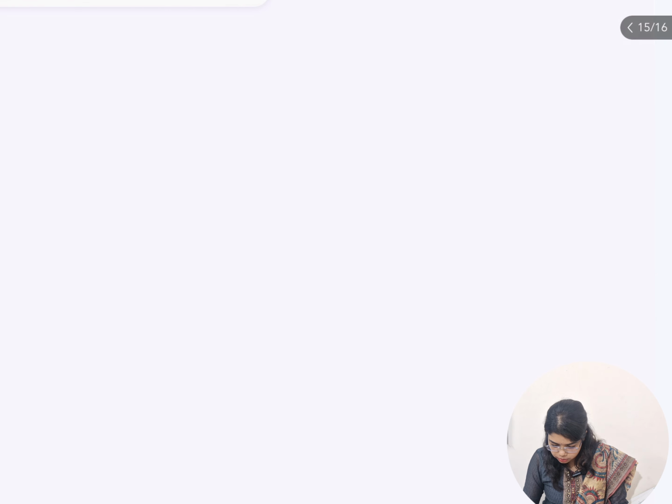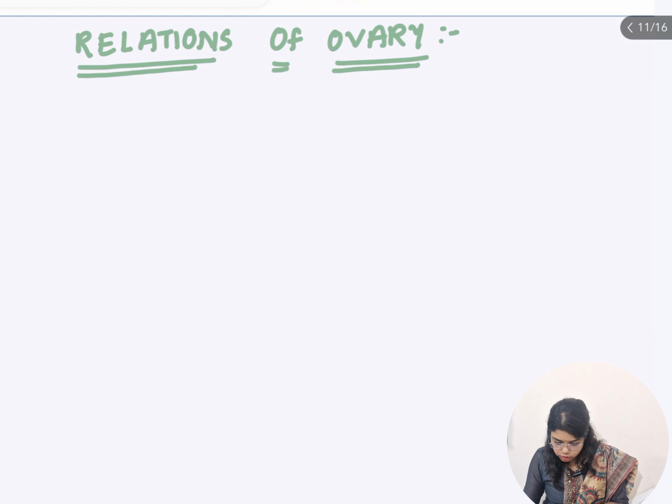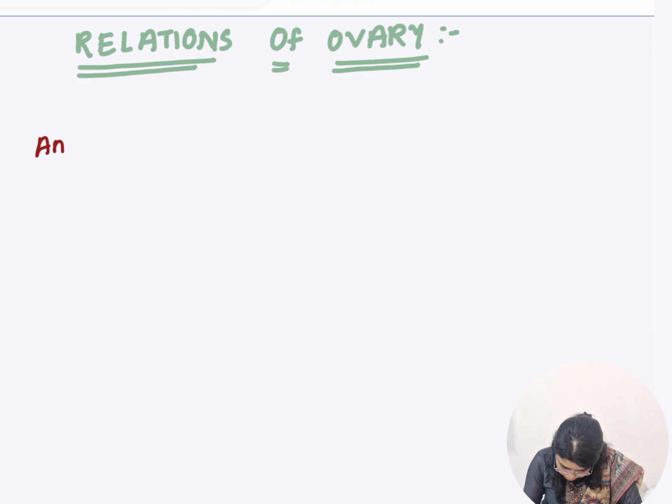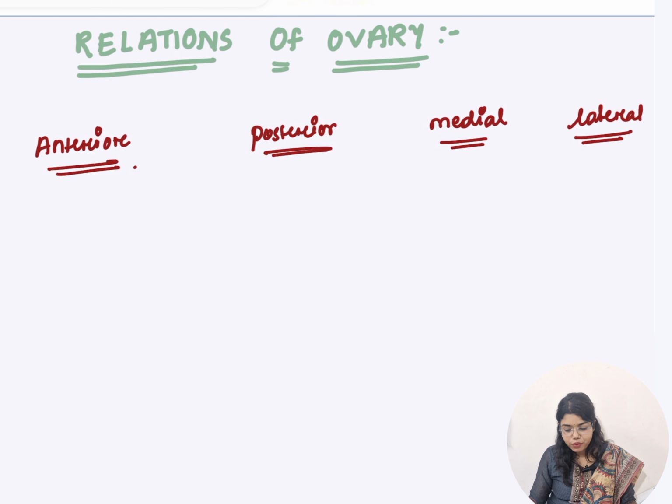See this one. Let me write it down for you. What are the structures related, present anterior to the ovary and posterior to the ovary, medial and lateral? Let me write it down, then I will show you, and again we will revise it so that you never forget the relations of the ovary.